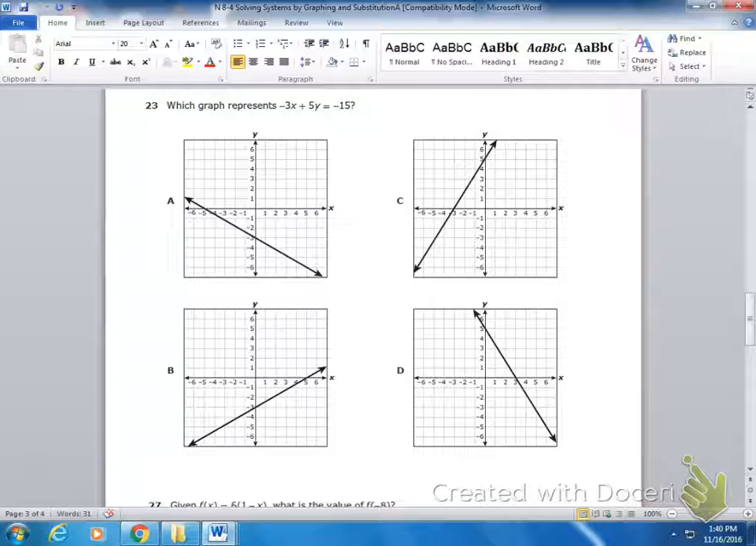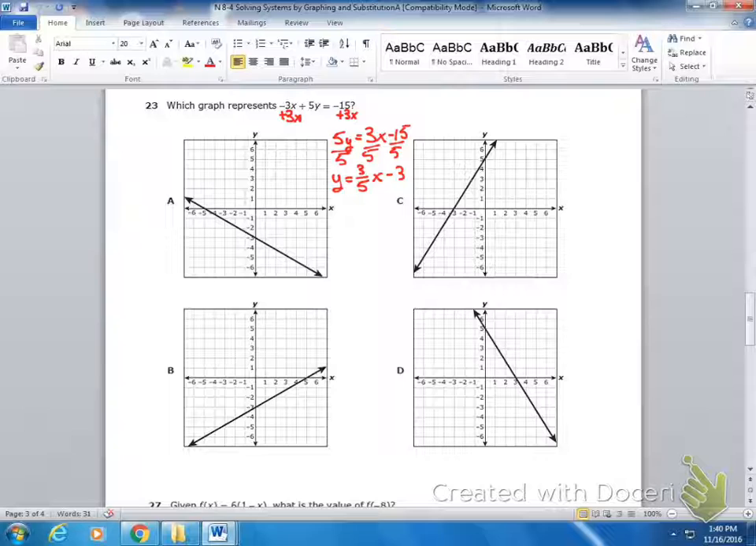This is another one that we have to be able to solve for y for. It says, which graph represents negative 3x plus 5y equals negative 15? Well, guys, if I can solve for y, I'm pretty much going to be able to put it in my calculator if I need to, but it's even better than that. I'm going to move my x's first. So now I have 5y is equal to 3x minus 15. I divide all three pieces by 5, and I get y is equal to 3/5 x minus 3.